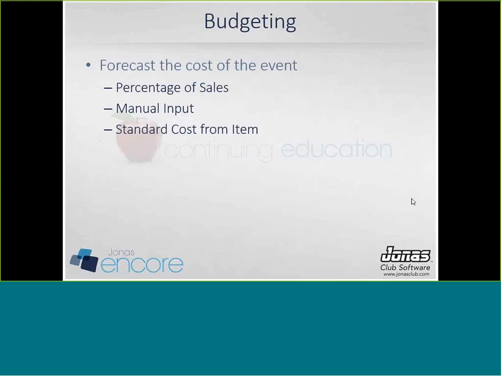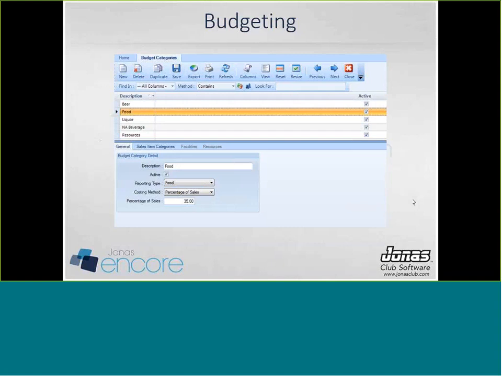So the budgeting tool allows you to enter the costs of your sales items and services as either a percentage of the sales price, manual input, or a standard cost from the sales item record itself, so that you can look at the budgeting tab and the system will calculate what the cost of all of your service items are, comparing that with what you're charging the client for, and see if there's any room for adjusting. So you normally have budget categories: beer, food, liquor, wine, resources, facility charges, and then you can choose the costing method.